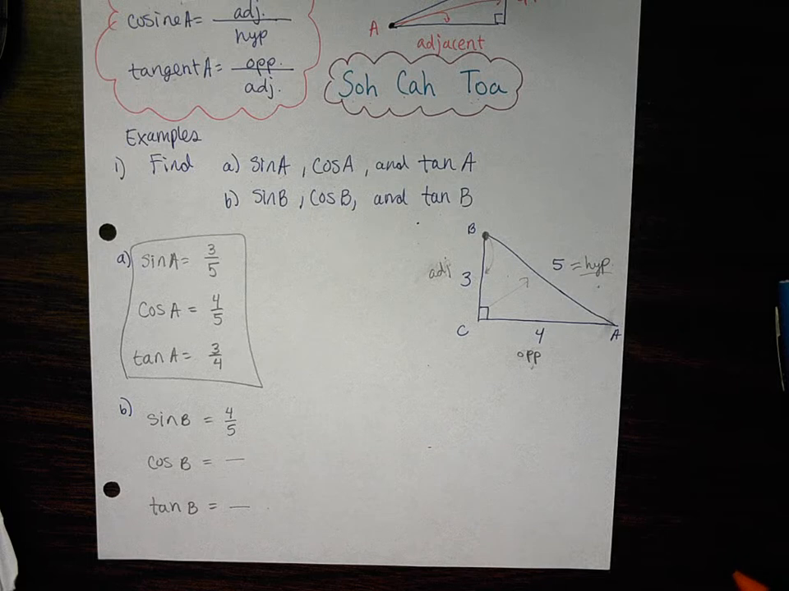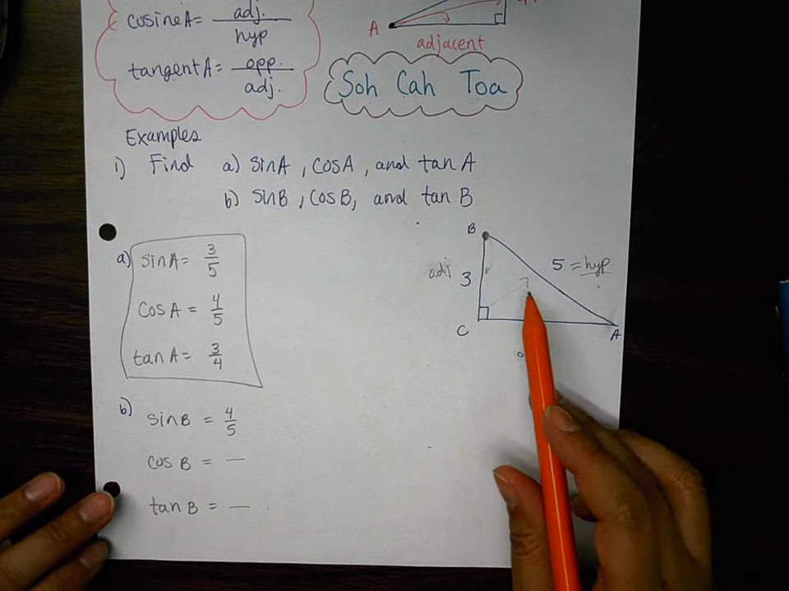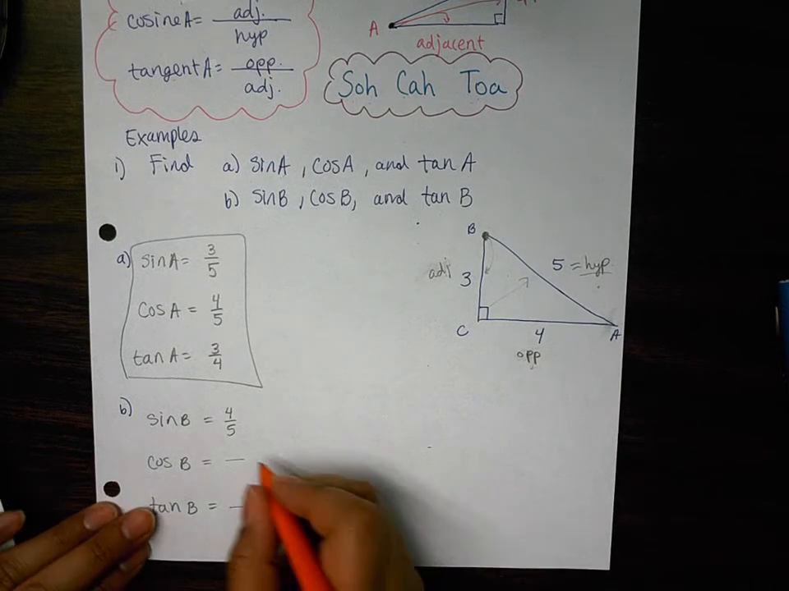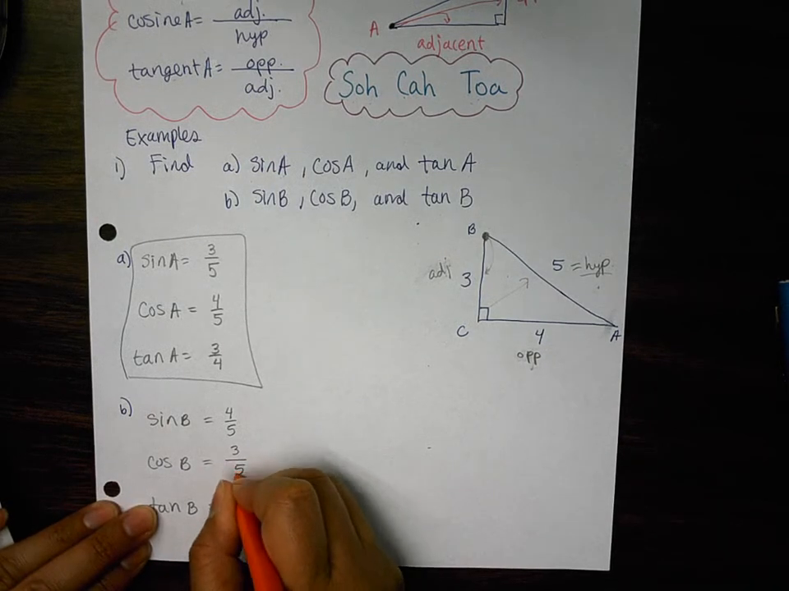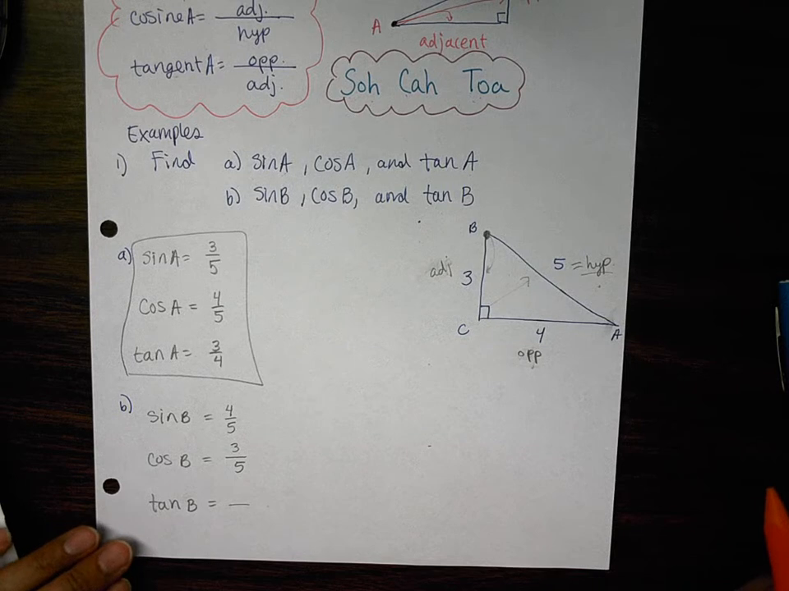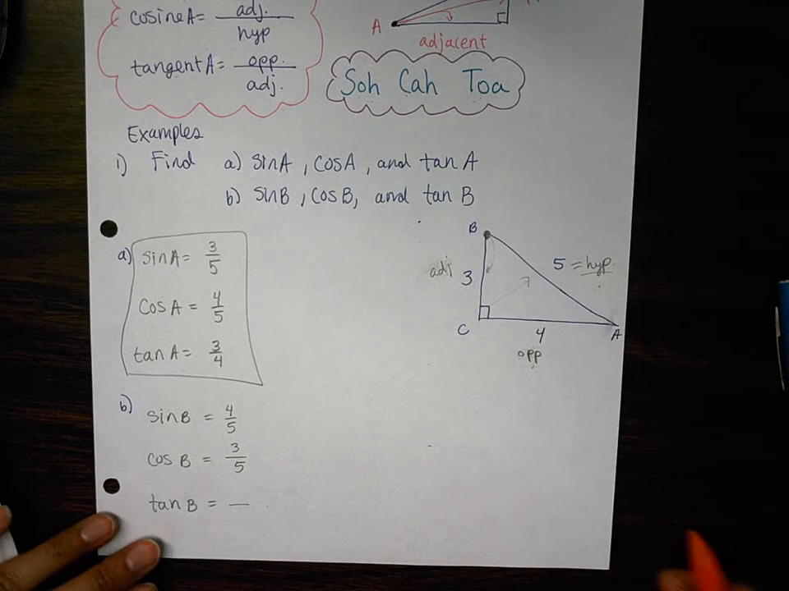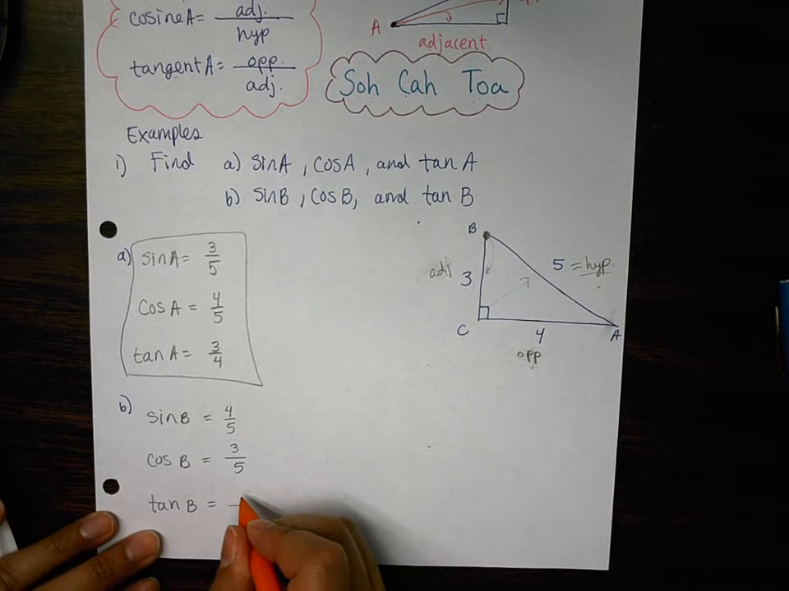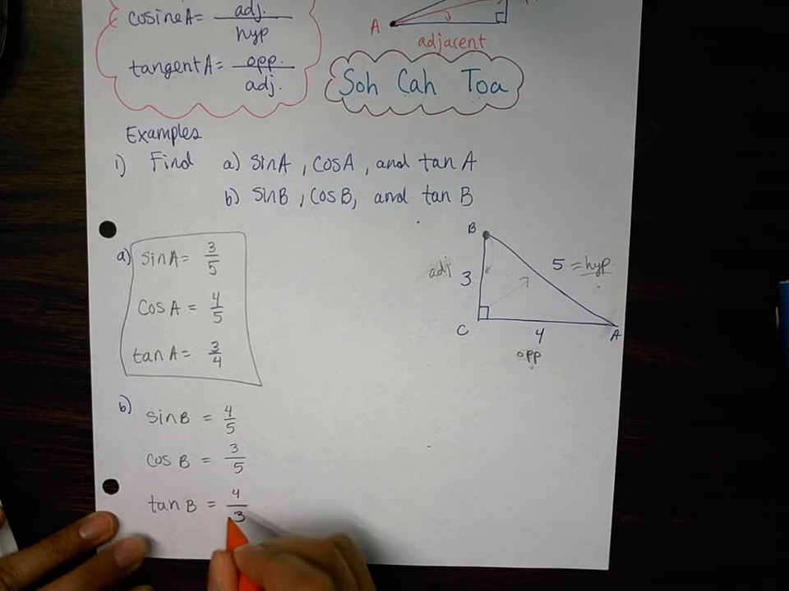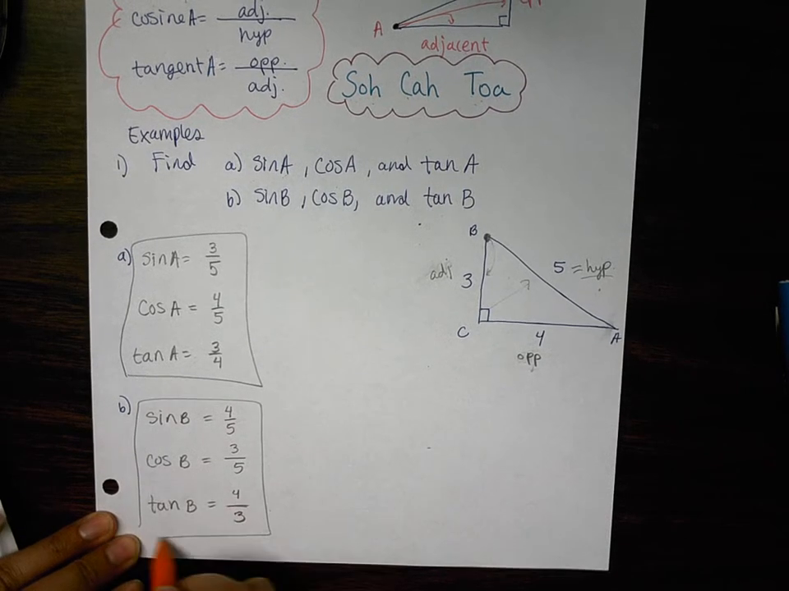All right, do we have it? Diego, can you give me cosine of B? 3 over 5. Do you guys agree with him? Ellie, can you give me tangent of B? 4 over 3. Do you guys agree with her? All right, questions on those? Do we agree it's not that bad?